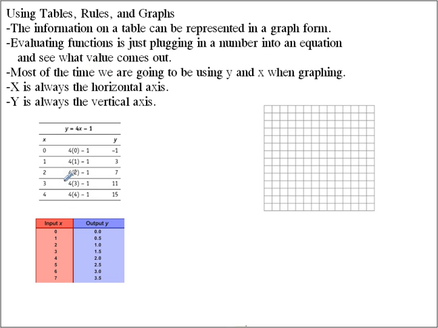So for example, this would be evaluating the function y is equal to 4x minus 1. And we've already done this a bit, so hopefully that makes sense. Now, the x-axis, that's always the horizontal one. So these are going to be the measures of our x. The y-axis is always going to be the vertical one. So this is always going to be y. And again, if you want to make sure, x and y.